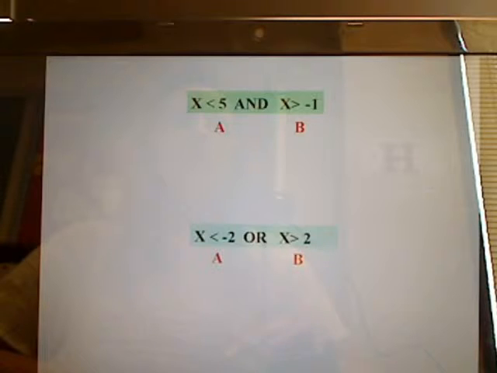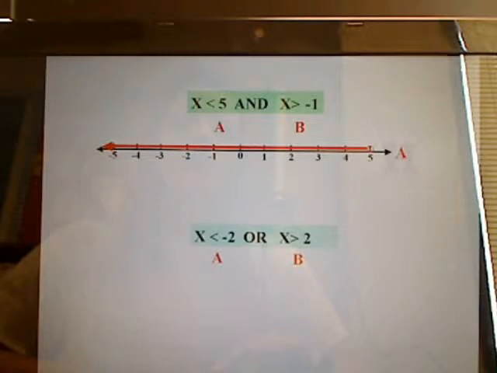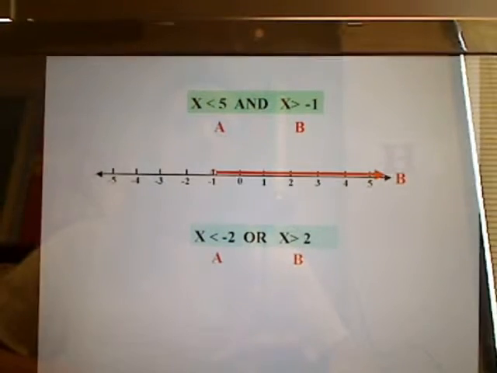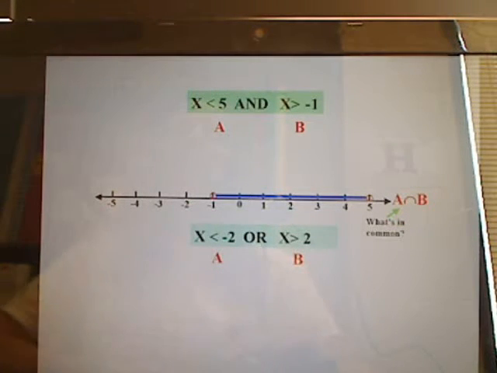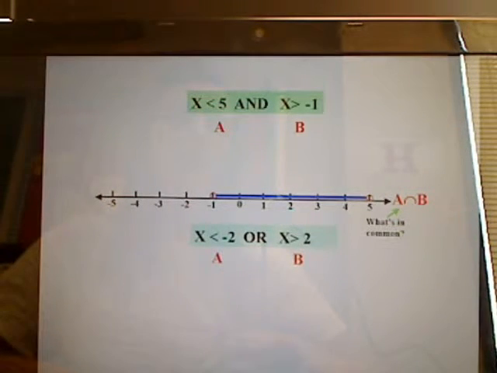So we're going to look at these two things. The top is an intersection. The bottom is a union. So let's look at what happens there. When you have an intersection, the solution for A is everything below 5, then everything above -1. Now we have to take just the pieces that are in common. So the actual solution is only the numbers between -1 and 5.